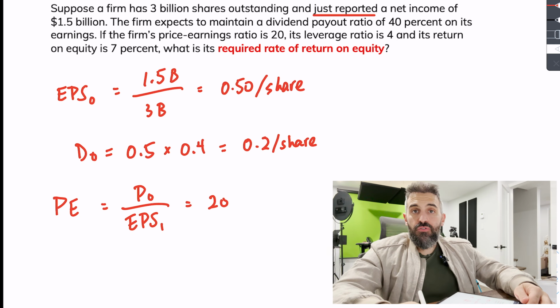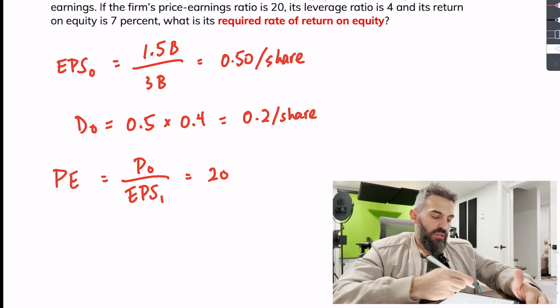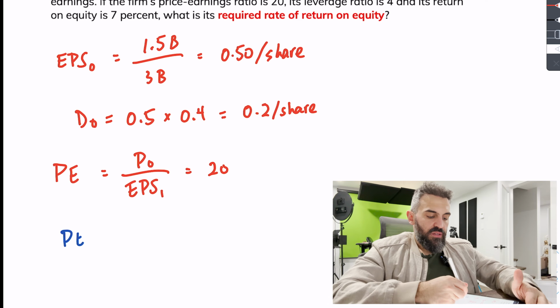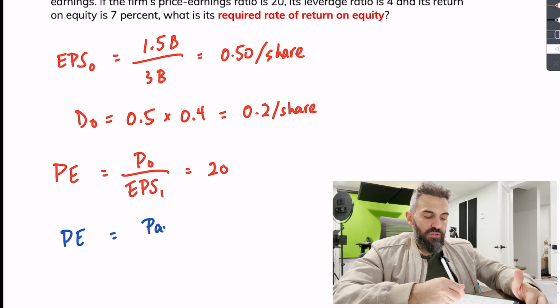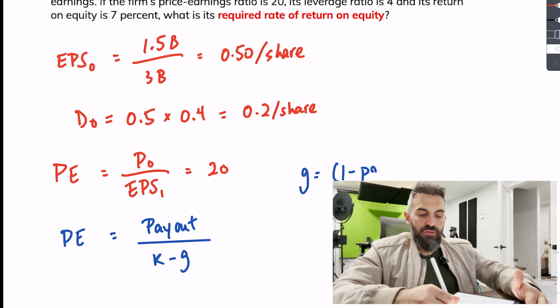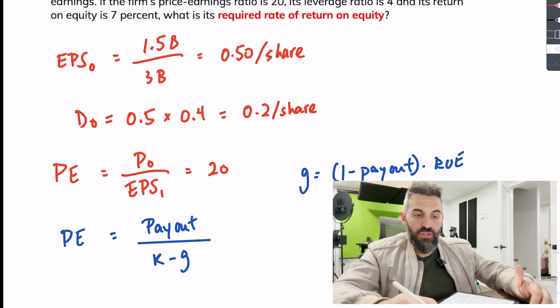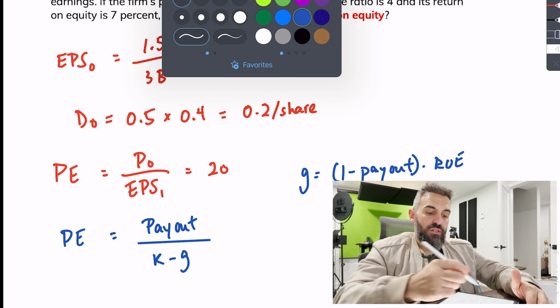Okay, so to me, the first formula that comes to mind is the alternative way to find the PE ratio, which is by taking the payout ratio and dividing it by the required rate of return minus the growth rate, and then also finding the growth rate, which is 1 minus the payout ratio times the ROE. So we're going to be using a lot of formulas in this question to get to the final answer. So let's start over here.